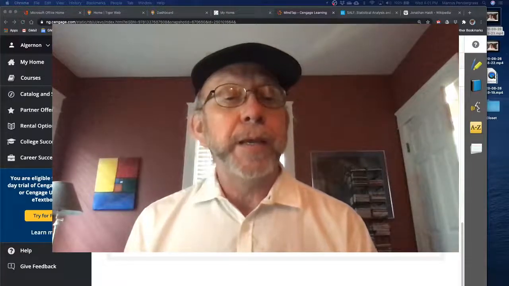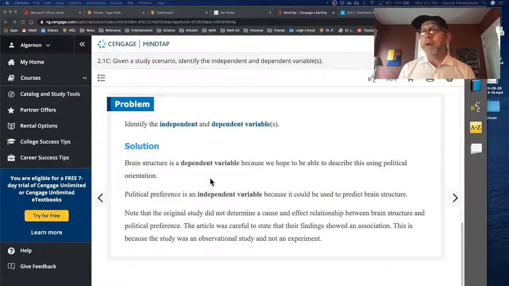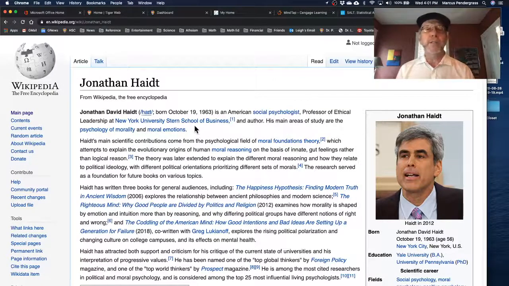And actually, there's an individual I would call out as sort of one of the leading lights in this field. His name is Jonathan Haidt. He is a social psychologist who's done some fascinating work on the relationship between people's preferences and moral orientations and their political points of view.